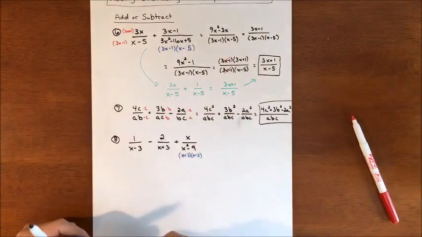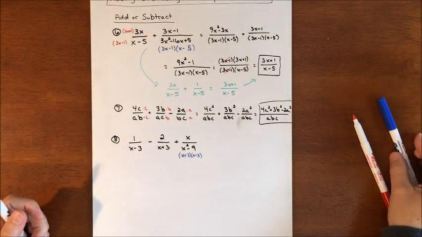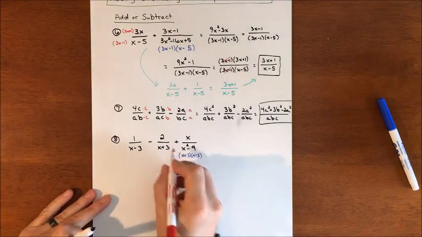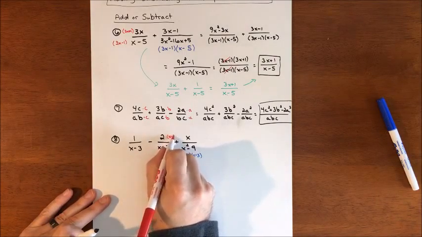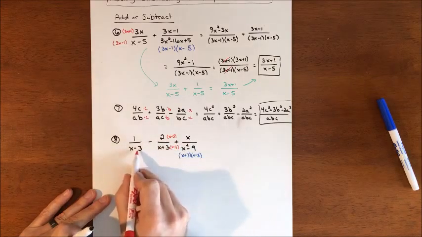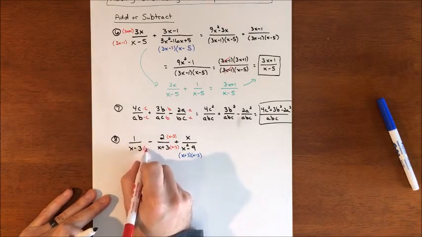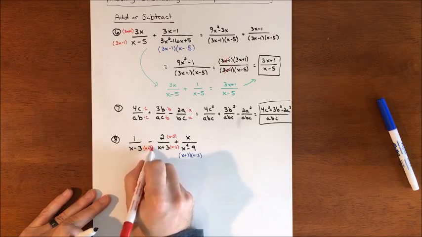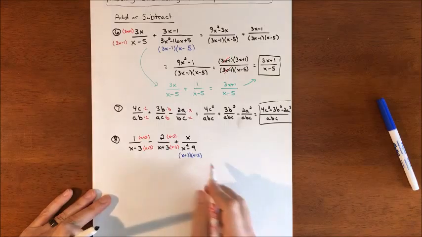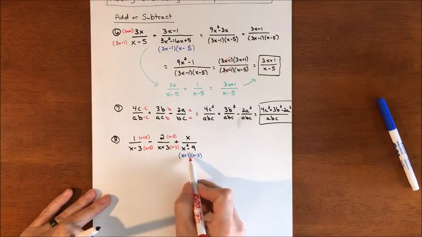And now looking at that, we have an x plus 3 and an x minus 3. This one has an x plus 3, it needs the x minus 3. This one has an x minus 3, it needs the x plus 3. And this one doesn't need anything, it already has them.